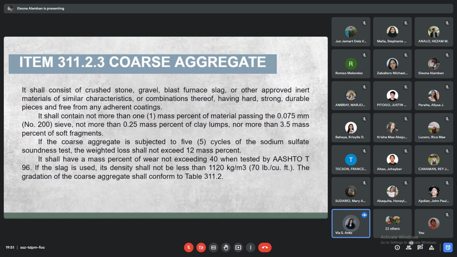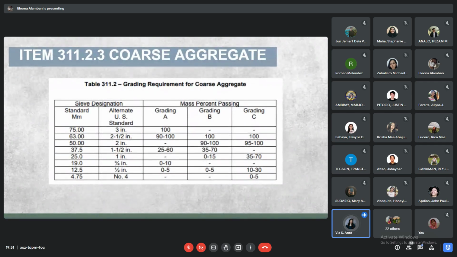Item 311.2.3 for coarse aggregates. It shall consist of crushed stone, gravel, blast furnace slag, or other approved inert materials of similar characteristics, or combinations thereof, having hard, strong, durable pieces and free from any adherent coatings. So for coarse aggregate, that is also in Table 311.2, the grading requirement for the coarse aggregates.